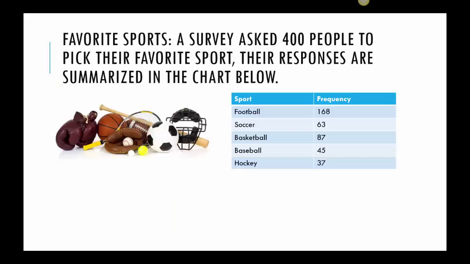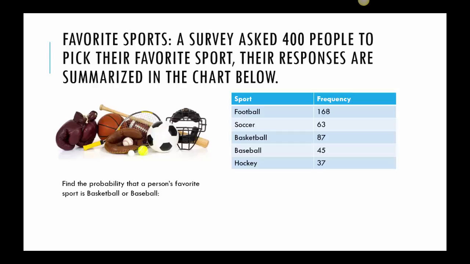Okay, so let's change the way we do it. Instead of a spinner, let's go to a chart and say I had a survey where I asked 400 people to pick their favorite, so just one sport, and their responses are summarized in this table. So the sports that were offered were football, soccer, basketball, baseball, or hockey. And then just how many people chose each of the sports is listed on the right.